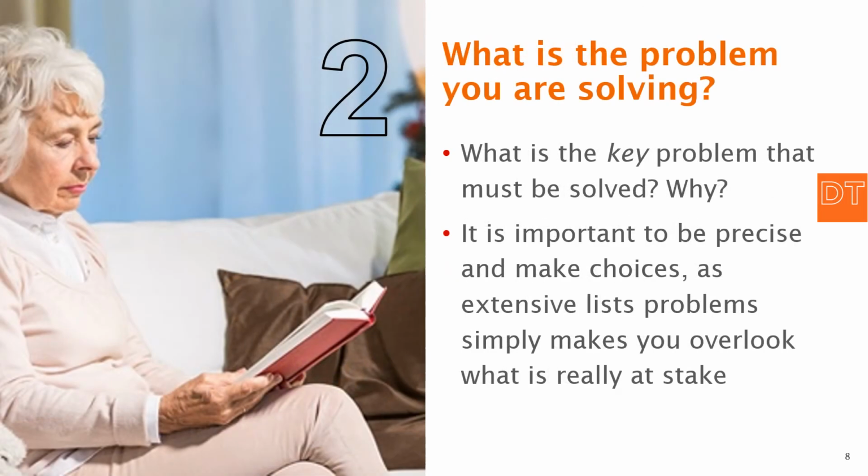Once you settled on the user you're designing for, the next step is what is actually the problem you're trying to solve for this person. It's essential that you try to be very concise and precise and decide what is the key problem, what's the most problematic thing. Very often we tend to have lists of requirements and wishes and stuff like that. But actually by having these lists, you quite overlook what is really at stake. So decide on what is the key problem.